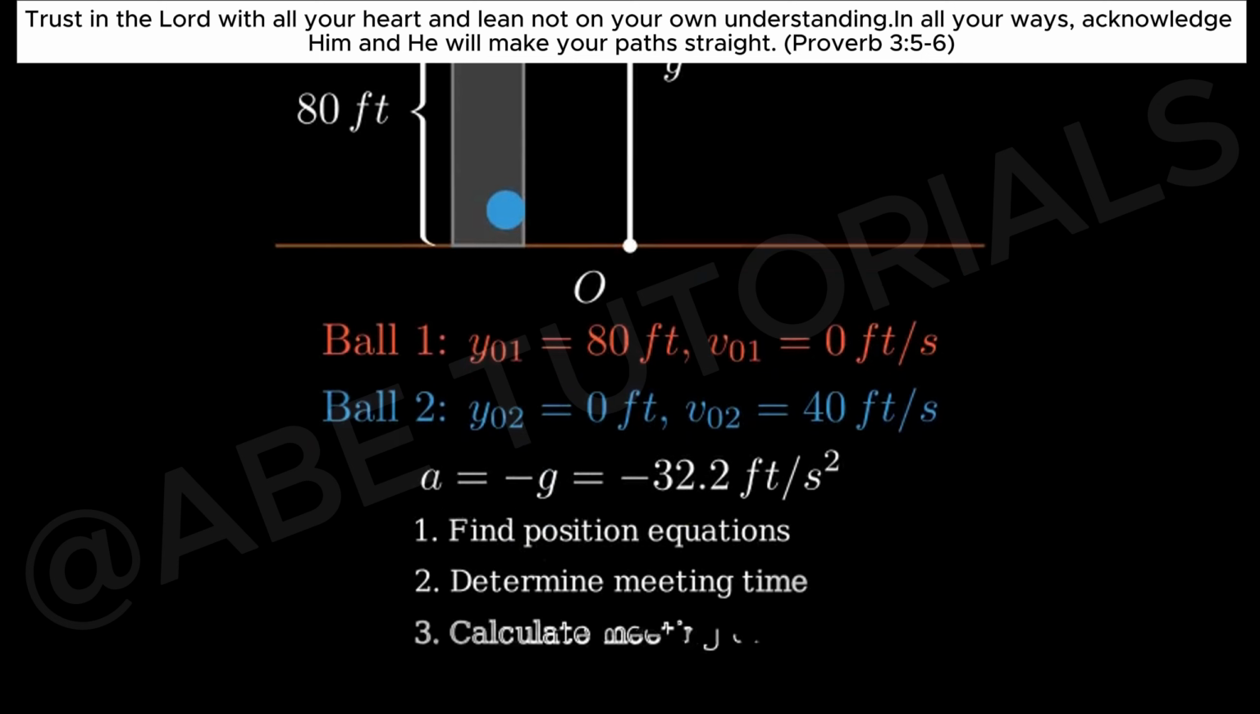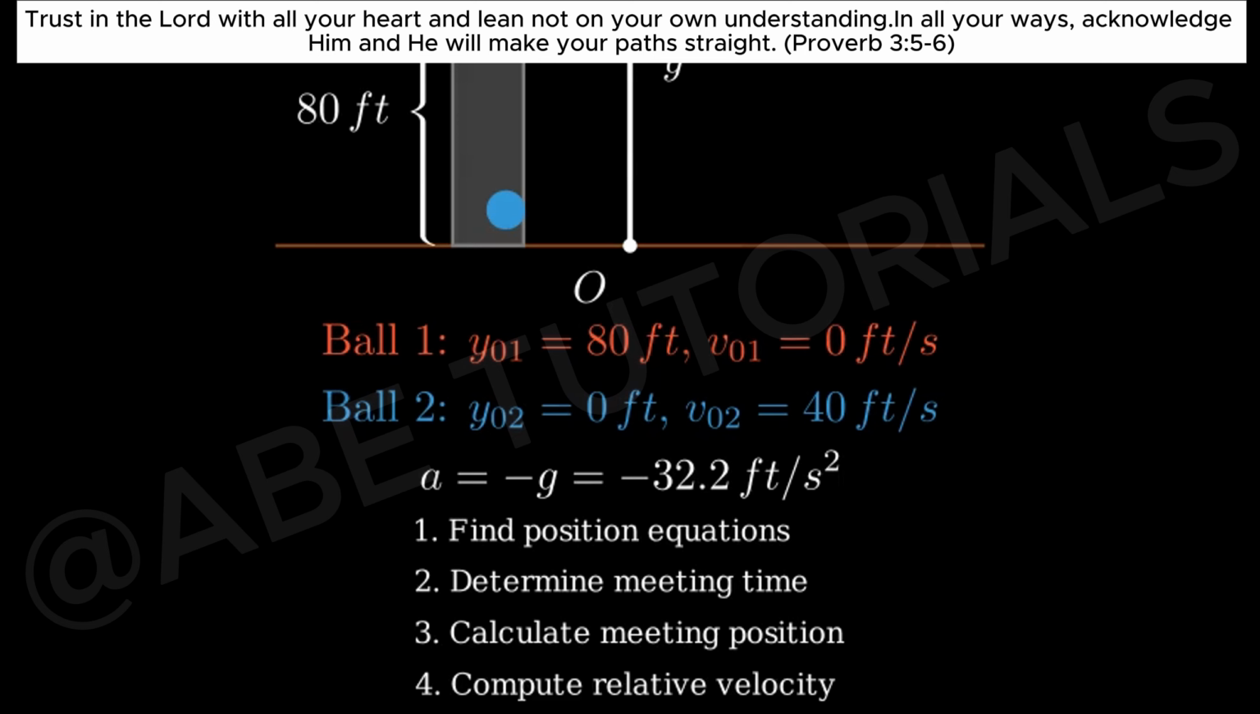To solve this problem, we need to first, find the position equations for both balls as functions of time. Second, determine when the two positions are equal to find the meeting time. Third, calculate the positions at that time to find where they meet. And finally, compute their velocities at the meeting time to determine their relative velocity.